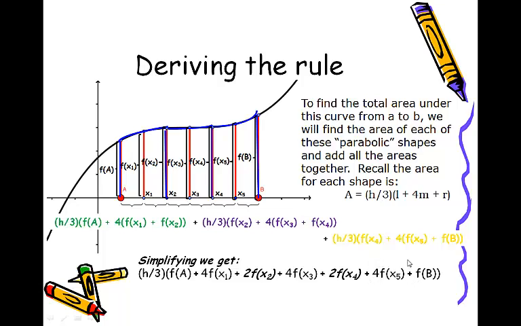And notice the second to last f value will always have a coefficient of 4 because it'll always be the middle of that last shape. And so the middle of any shape is multiplied by 4. And then as a reminder, the way we find the h value is by figuring out the total distance from a to b, dividing that into n subintervals, and that'll give me the h value, because h is just the length of one of these subintervals.